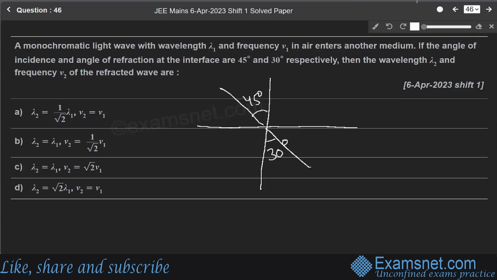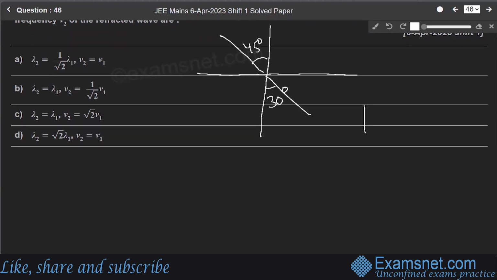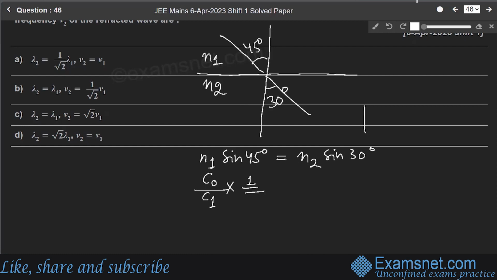Using Snell's law, suppose this medium has refractive index N1 and this medium has refractive index N2. So we can write N1 sine 45 degrees equals N2 sine 30 degrees. What is N1? Refractive index is the speed of light in air over the speed of light in that medium, into sine 45, 1 by root 2. And N2 is the speed of light in air or vacuum over the speed of light in that medium, say C2, and sine 30, 1 by 2. C0 cancels out.